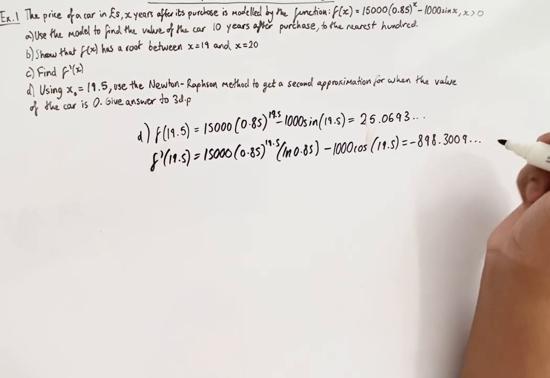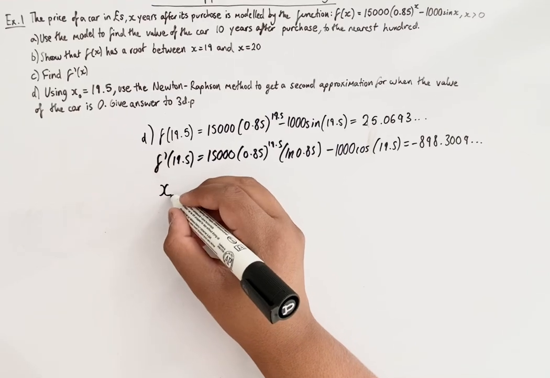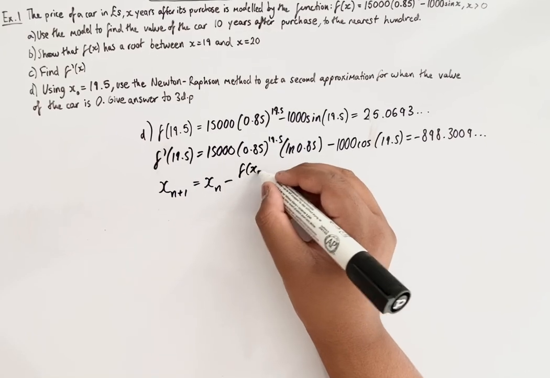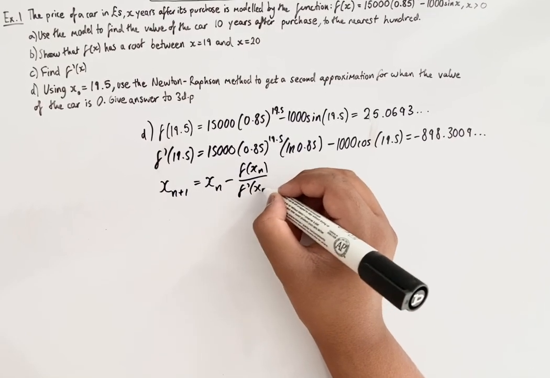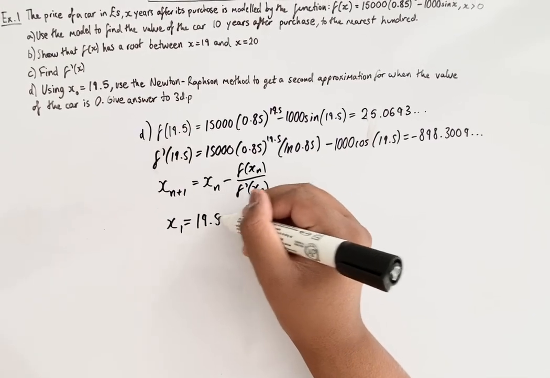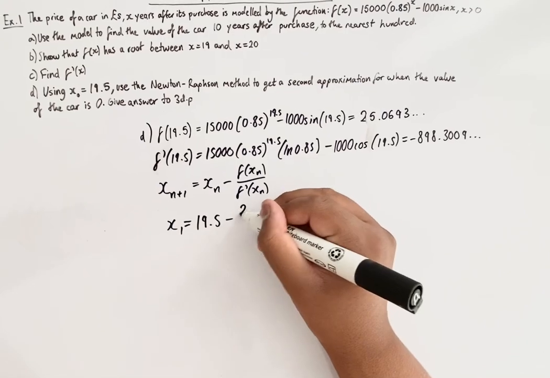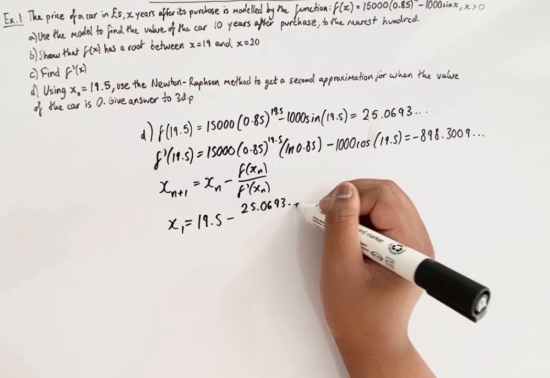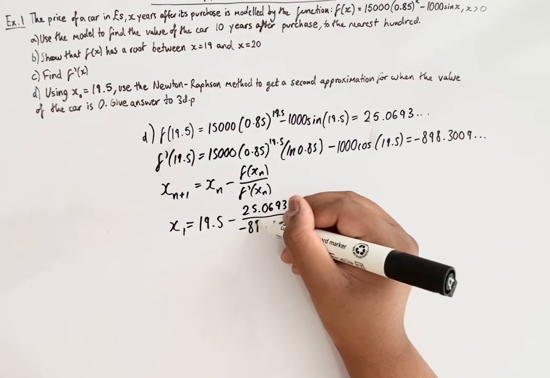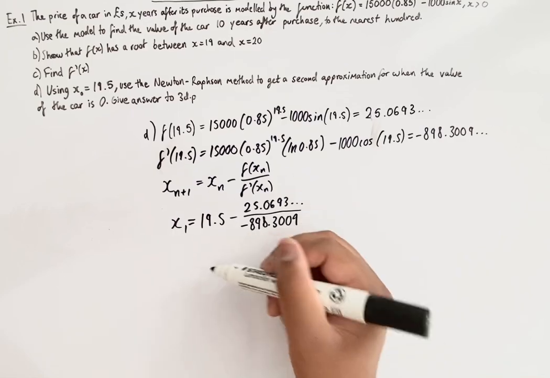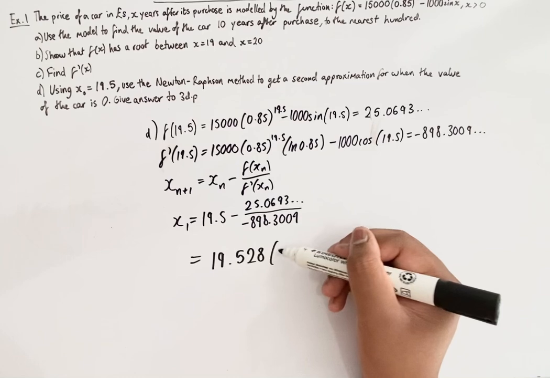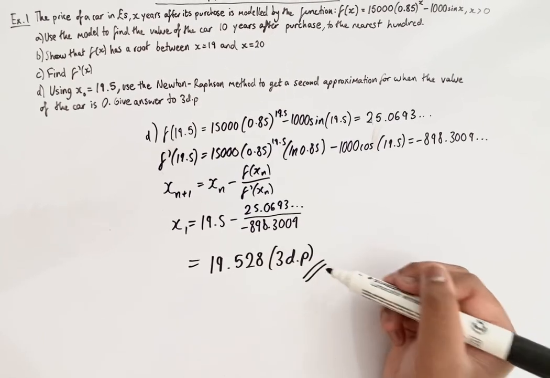898.3009, and so on. And we know, using the Newton-Raphson method, xn plus 1 is equal to xn minus f of xn over f prime of xn. So x1 will be 19.5 minus f of 19.5, which is 25.0693, and so on, over f prime of 19.5, which is negative 898.3009. And when you evaluate this, you get about 19.528 to 3dp. And that's about it.